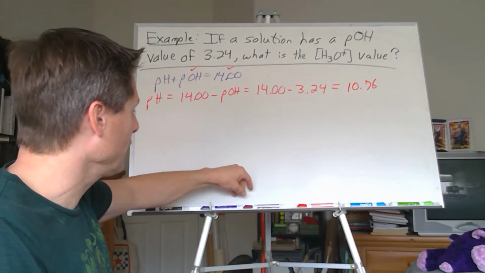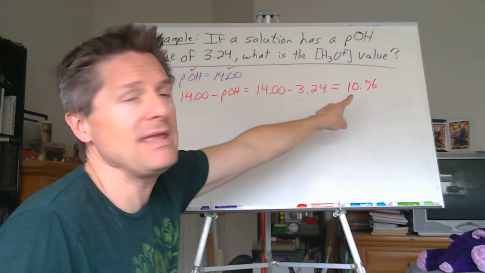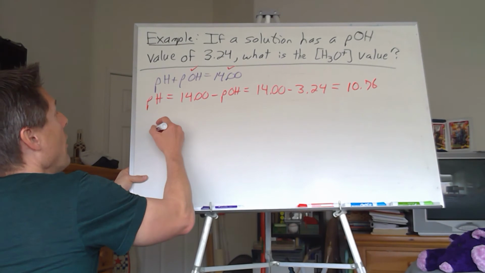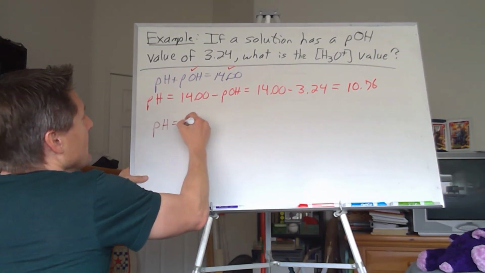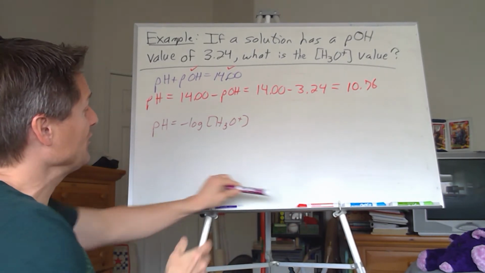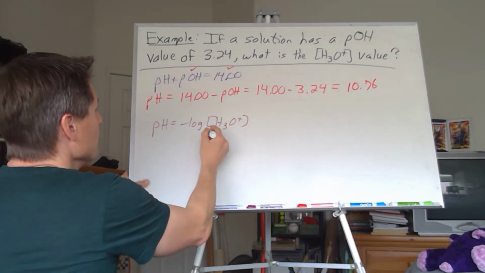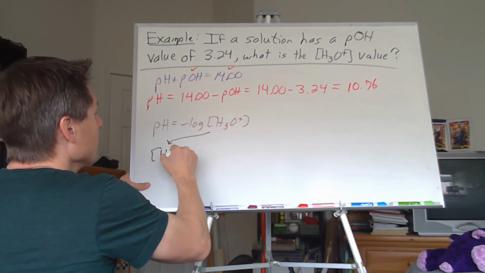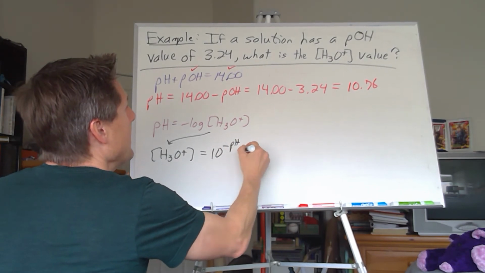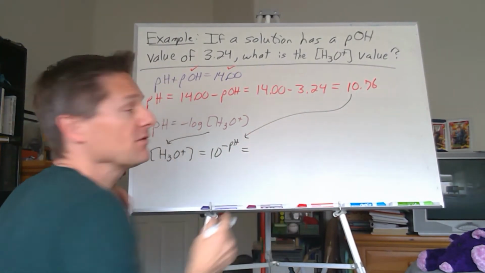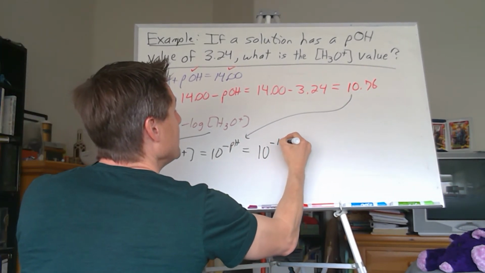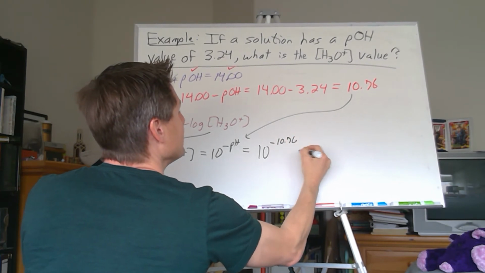All right, so that was our first step. Now I can take that pH value and go from that to the H3O+. We know that pH is the negative log of H3O+, and I want to solve for the H3O+. So my hydronium ion concentration will be 10 to the negative pH power, and I know the pH, so I'm just going to plug that in there. So let's go 10 to the negative 10.76.